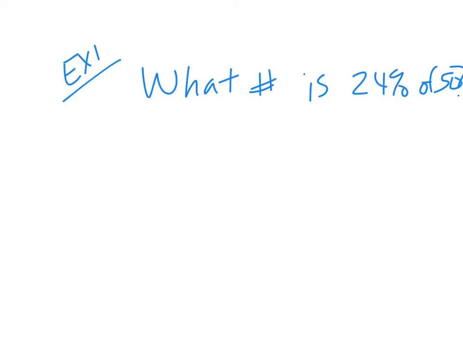Now let's go over this. I can translate this sentence into math. When it says what number, what should I write? How about a W? Because we don't know what number, right? We're trying to solve for that. So just put W for a variable. When I see the word is, what is that one? Equals.